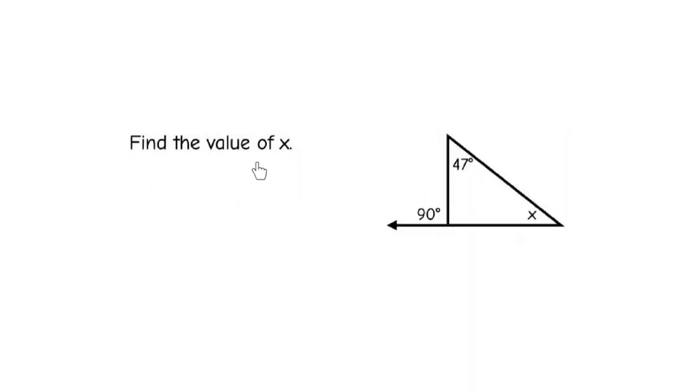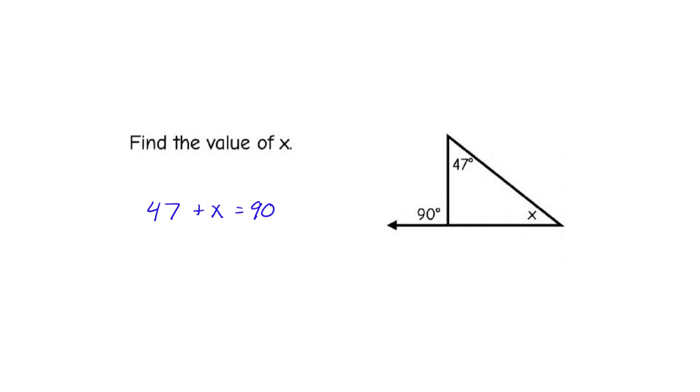Here's another one, so find the value of x. X is over here again. I know this exterior angle is 90. Again, the theorem said this side plus this side equals this side. So that's exactly what I'm going to set up. So 47 plus x equals 90.